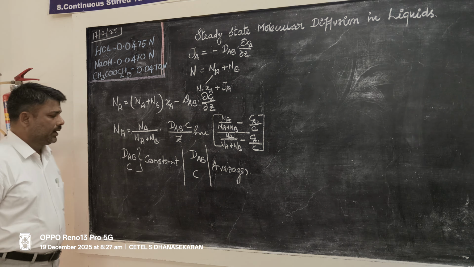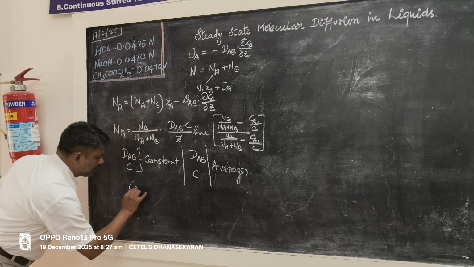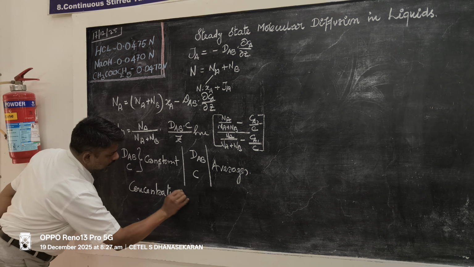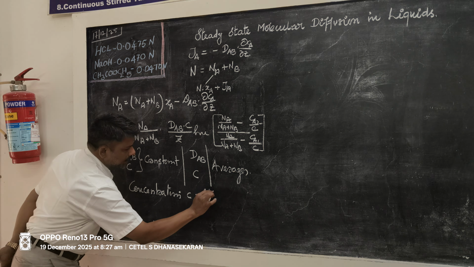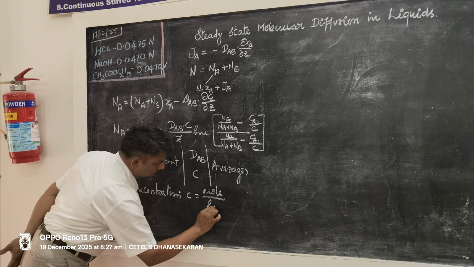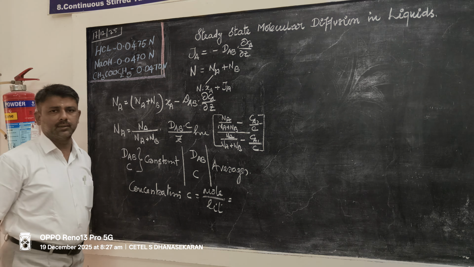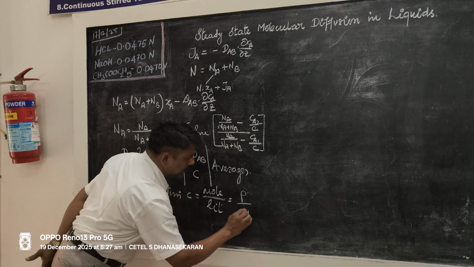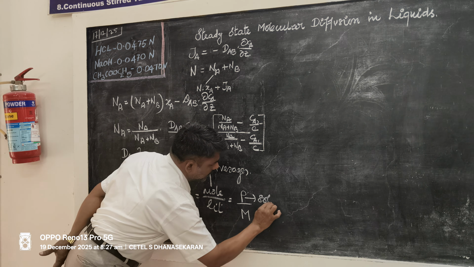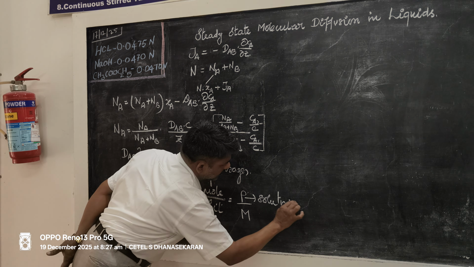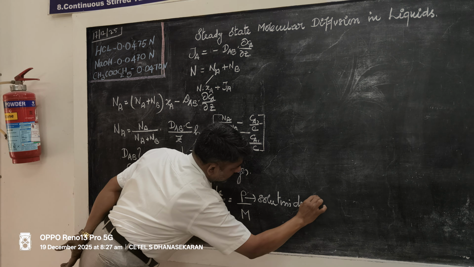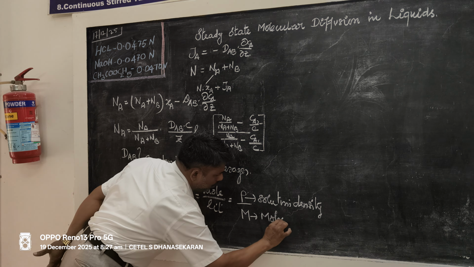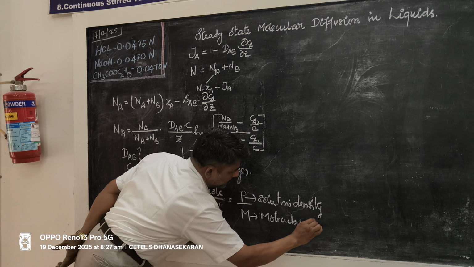Clear? Right. Concentration is nothing but moles per liter. The unit of concentration is moles per liter. Hence, this term should be replaced by density divided by molecular weight. Density is solution density, and M stands for molecular weight of the component. Molecular weight of the component.